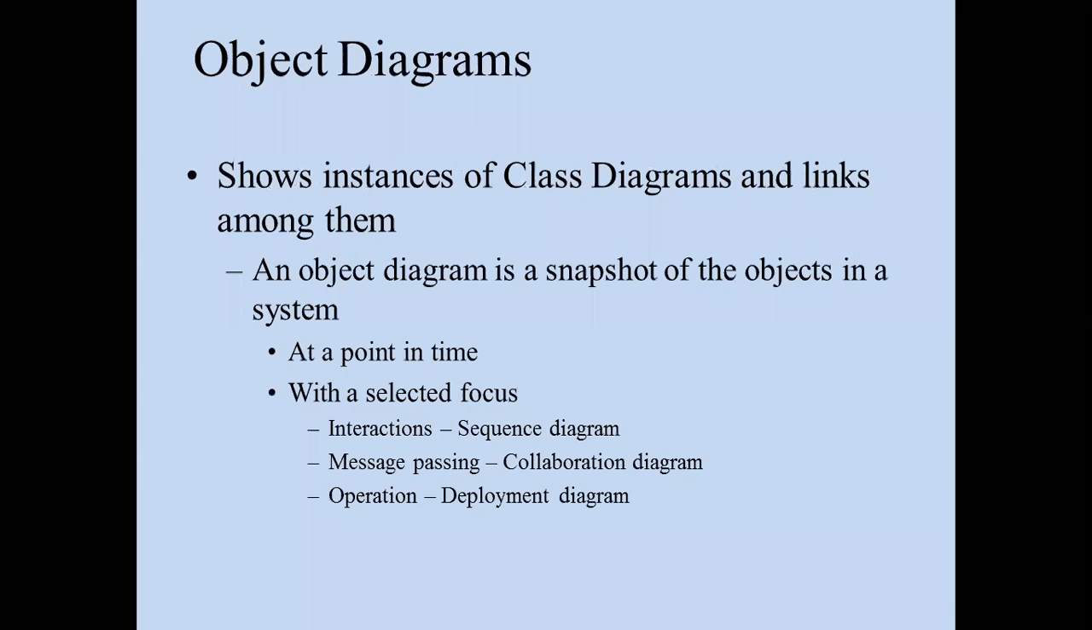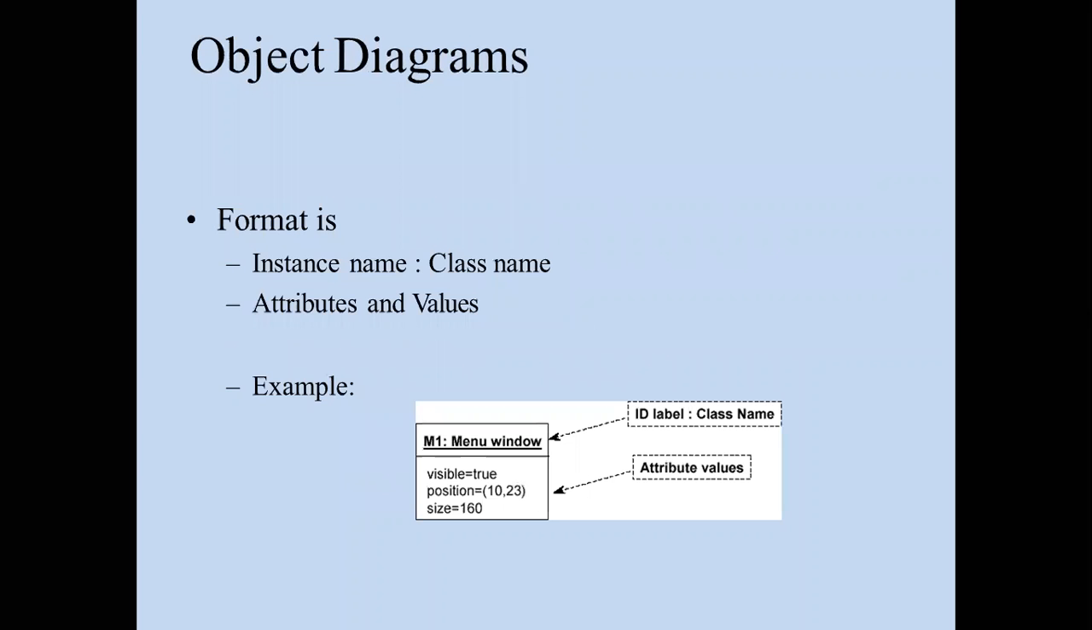Then we have seen the object diagrams. How do we declare an object diagram? Here you can see the format. This is the instance name, and this is the class name. Always remember that whenever we draw an object diagram, we have to underline the instance name and class name. This is the format.